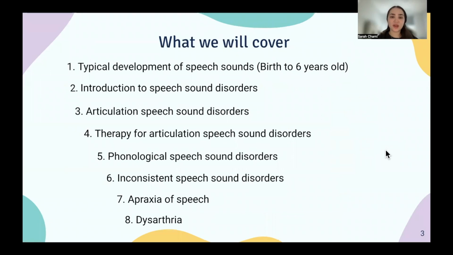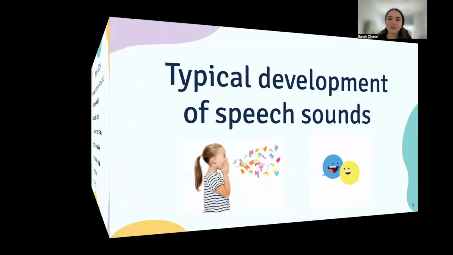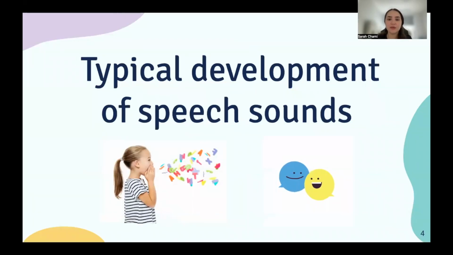Today we will cover a range of things including the typical development of speech sounds from birth to 6 years old, as well as an introduction to speech sound disorders. We will go into depth for just a few speech sound disorders, including articulation, phonological, inconsistent, apraxia of speech, and dysarthria. Let's start by taking a look at the typical development of speech sounds.